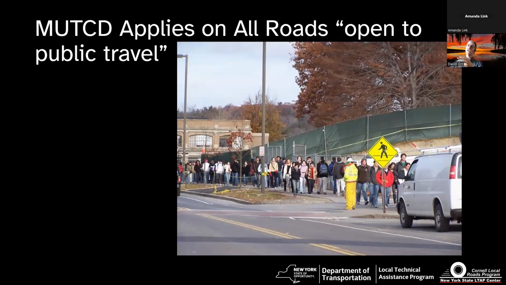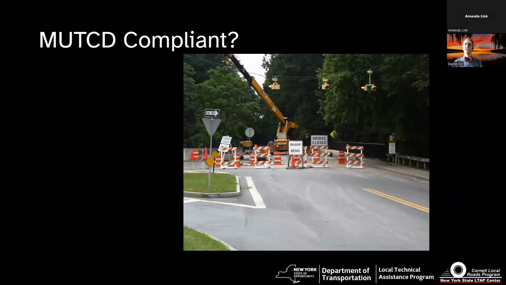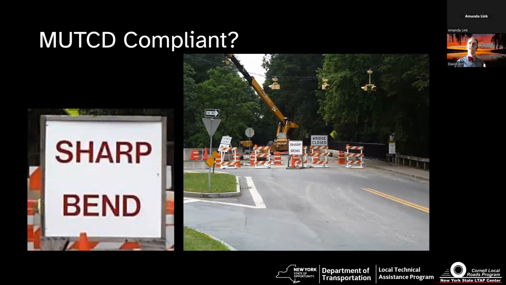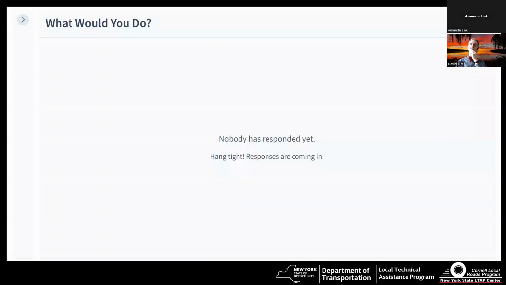So even if you're working on a private road doing work zones, you still want to be thinking about the same things. Think about how people are getting through the work zone, what is going to be safe. So is this MUTCD compliant? I mean, this is the work zone and there's the sign that says sharp bend. Okay. You know, I like that one, don't you? So what would you do if you saw something like that?